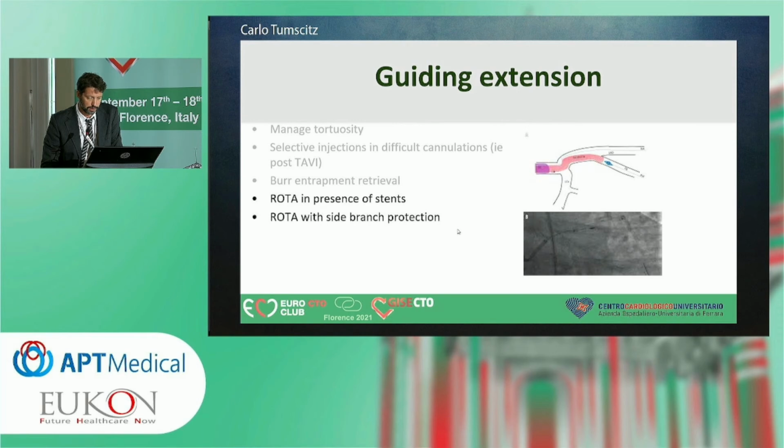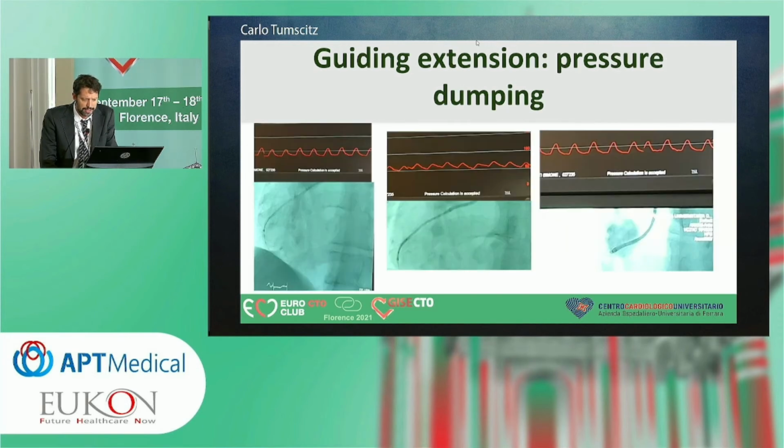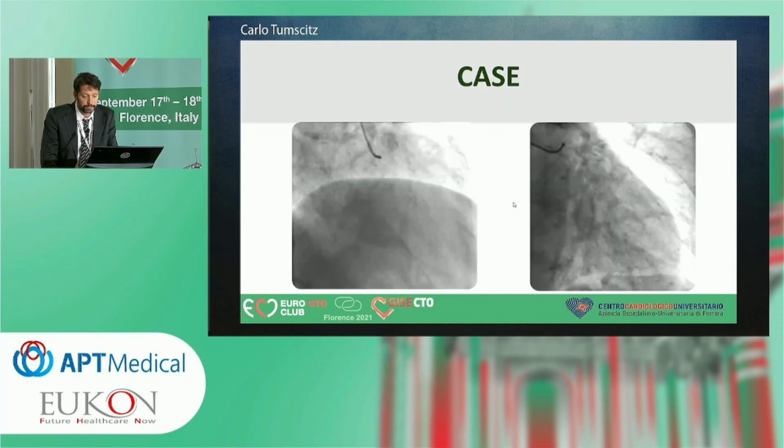Okay, that's great. There is just one brand who has a balloon inside of the guiding extension that is useful for trapping. And there is this novelty, the presence of side holes. What does it mean, to have side holes in a guiding extension? This is actually the situation that we face sometimes. It's not always like that, but if you're treating a long vessel and you can see that the pressure is really damping a lot, so we have to be very quick, or we can use these holes that could help a little bit more.